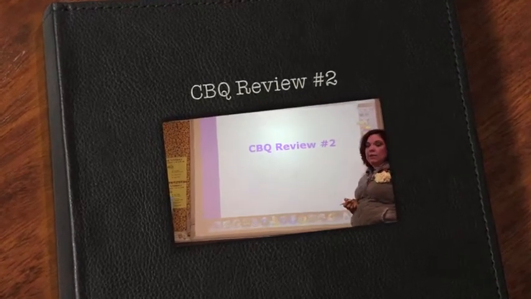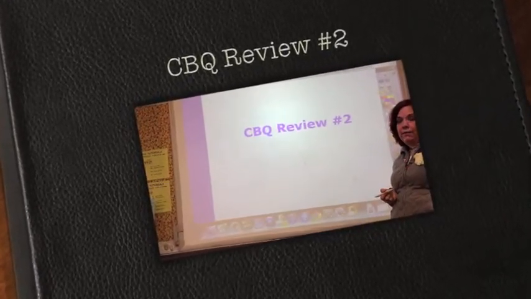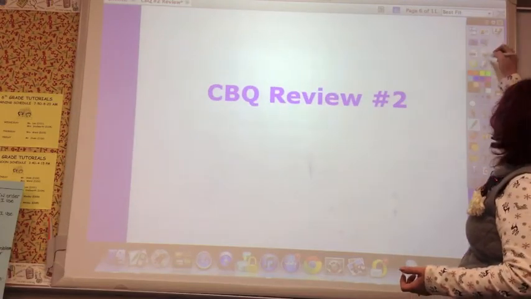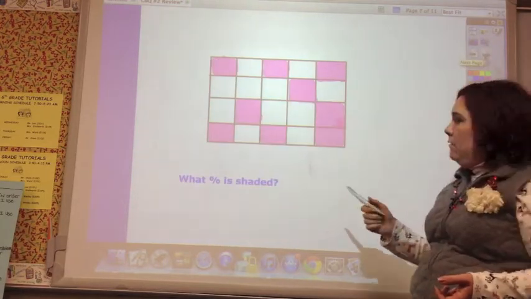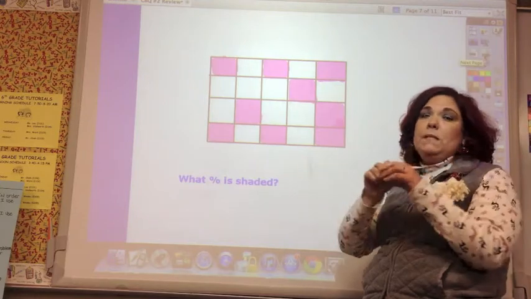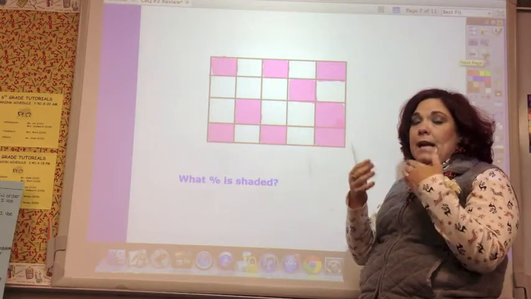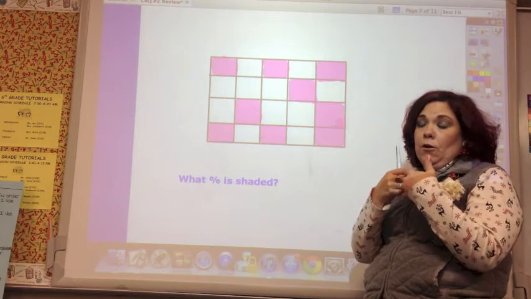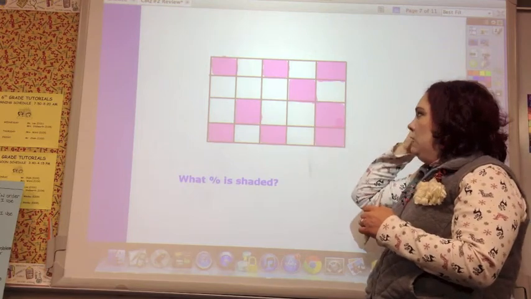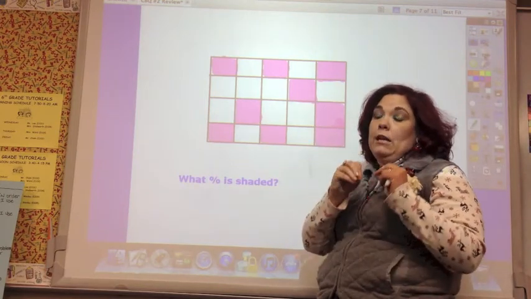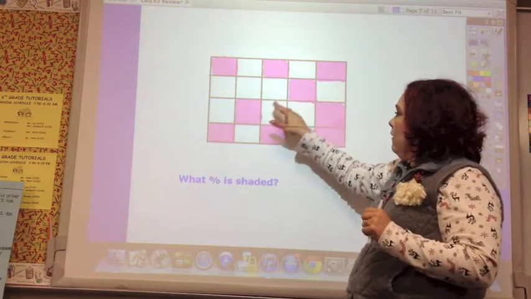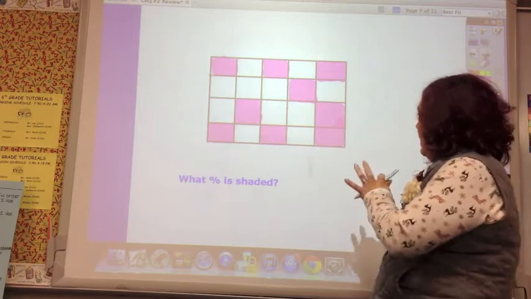Okay, so this is the CBQ review number 2, and this is really going to cover using models and understanding and reading models. And so you'll have a question like this. You'll have a grid. We were used to hundreds grids or strips, and picking out what percentage of those are shaded. But if we have a grid like this that we're not used to, we have to write the shaded part as a fraction. So I've got 1, 2, 3, 4, 5, 6, 7, 8, 9.